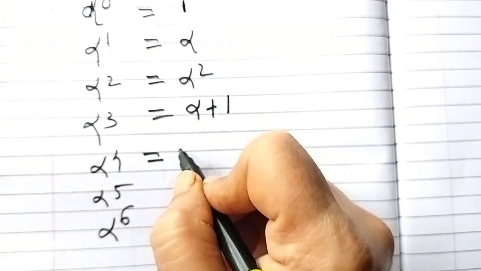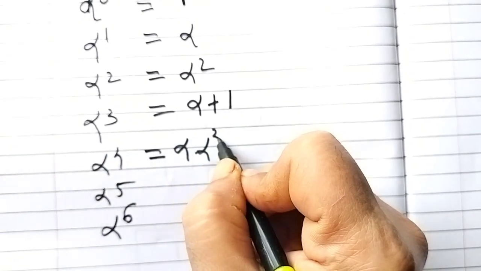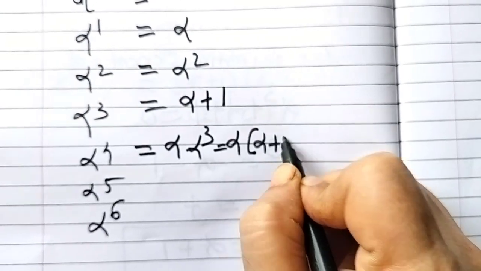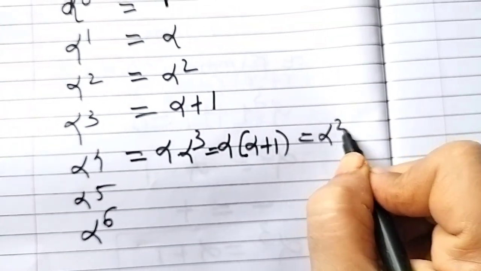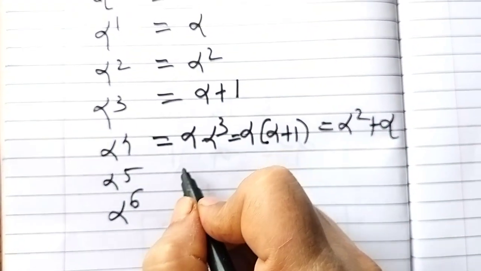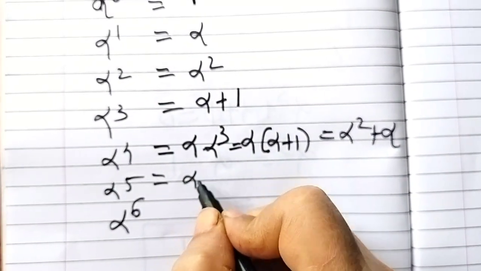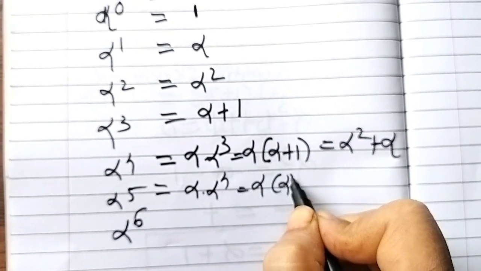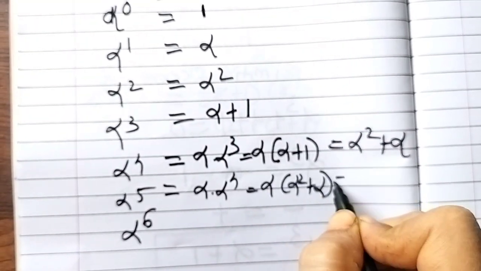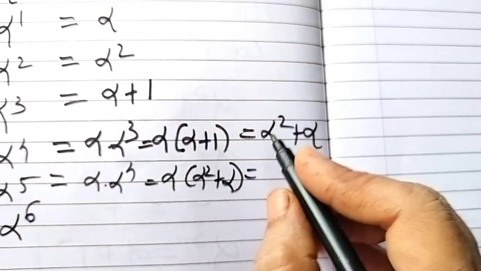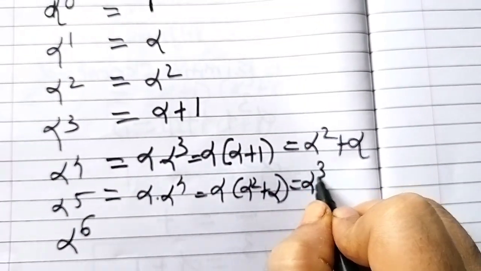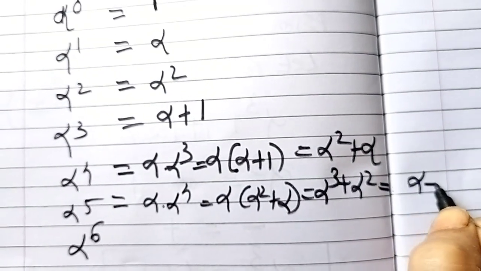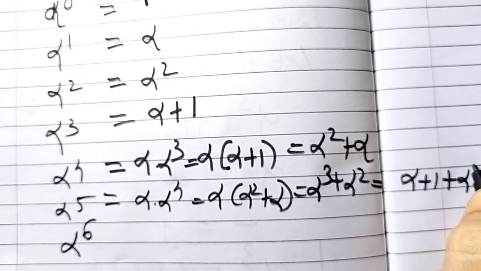Now alpha raised to 4 is equal to alpha into alpha cube. What is alpha cube? Alpha plus 1. So that is equal to alpha square plus alpha. What is alpha raised to 5? It is alpha into alpha raised to 4, which is alpha into alpha square plus alpha. So that is equal to alpha cube plus alpha square. What is alpha cube? Alpha plus 1. That is plus alpha square.